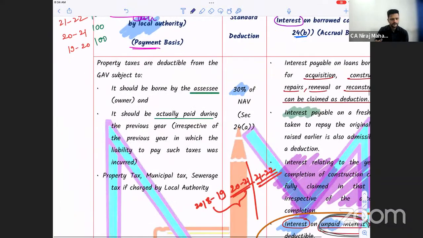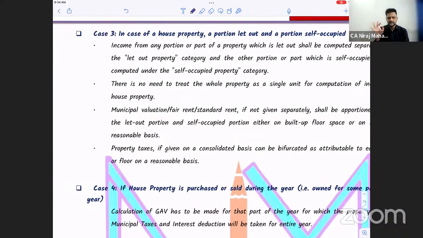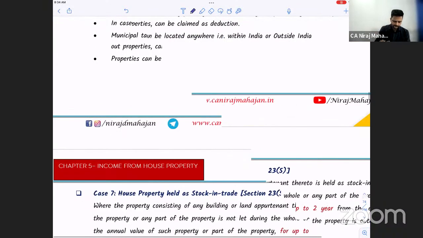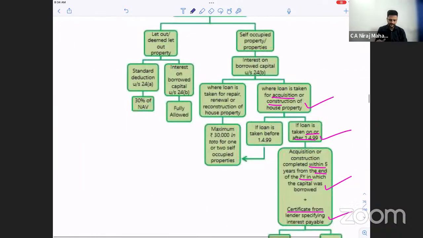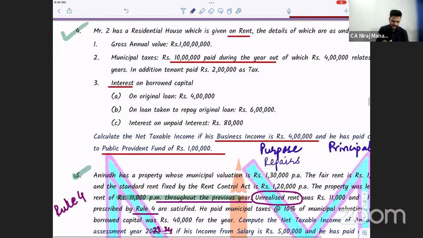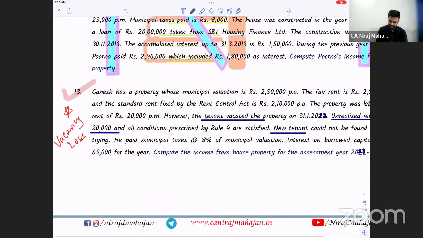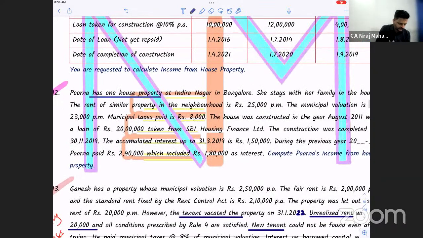Chalo. Fair rent means what? Rent of a similar property in the neighborhood area. Neighborhood means nearby, neighboring area. Let's go ahead. So whatever that figure is, it is fair rent. Fine. I'm just writing for your understanding here. FR.